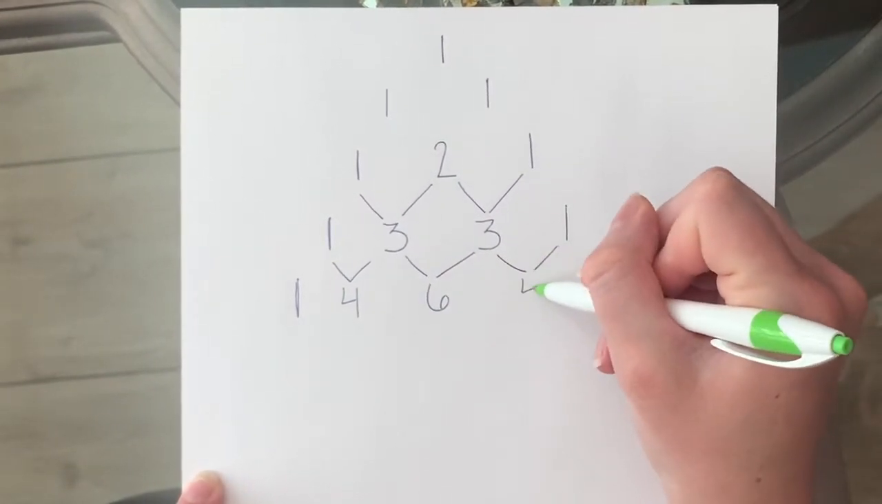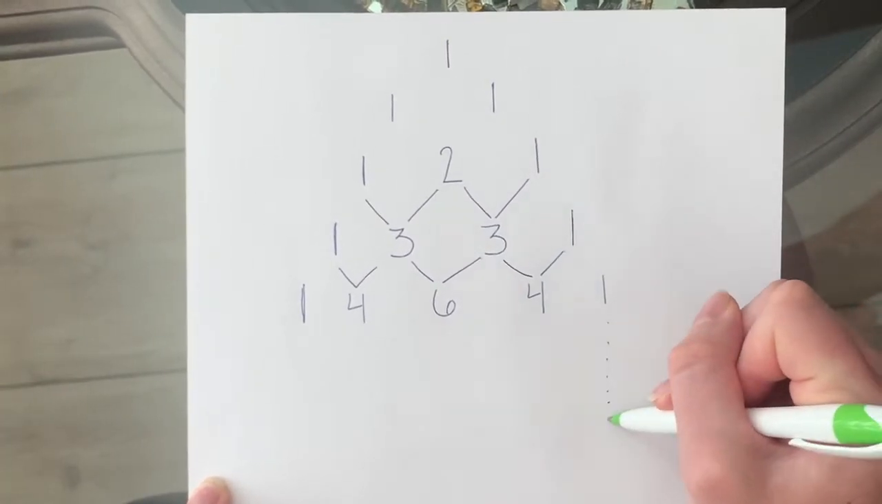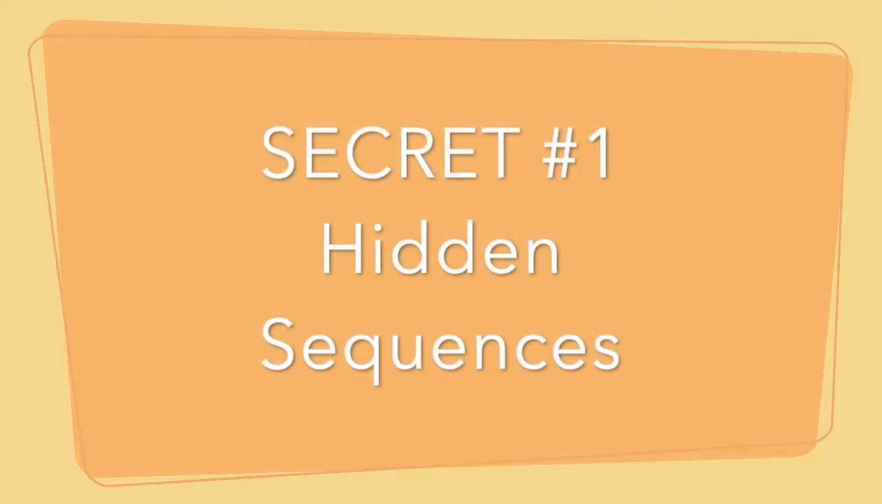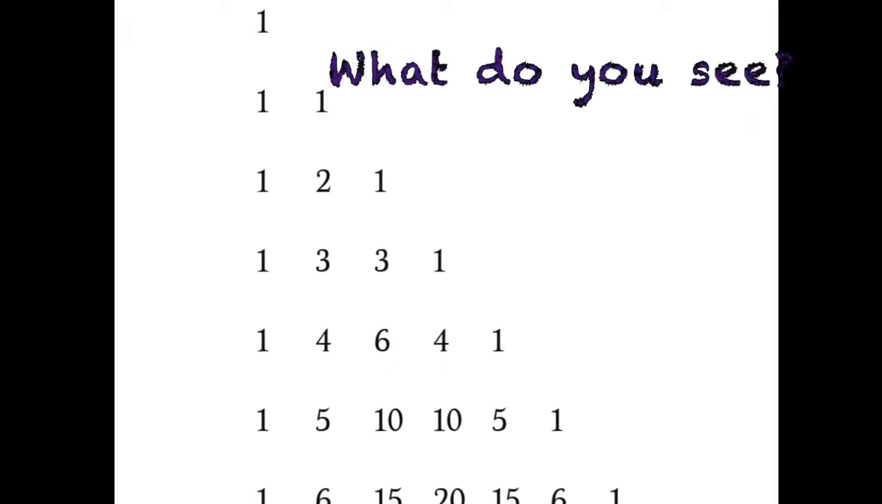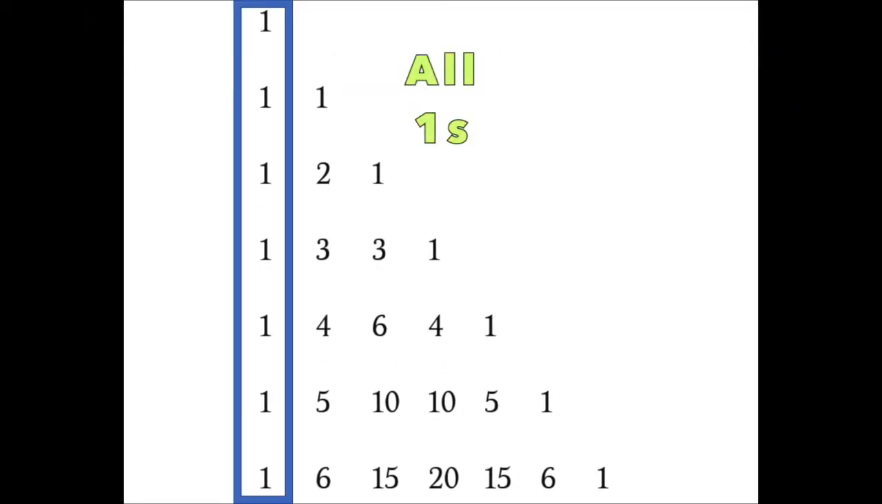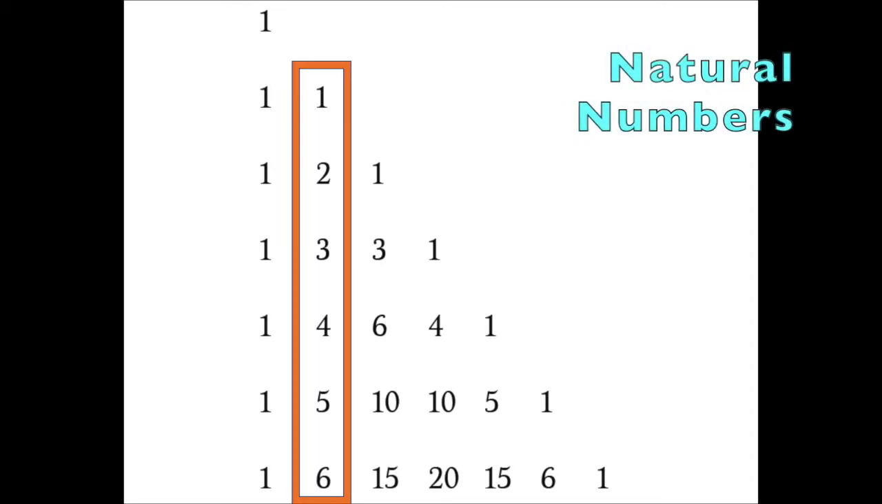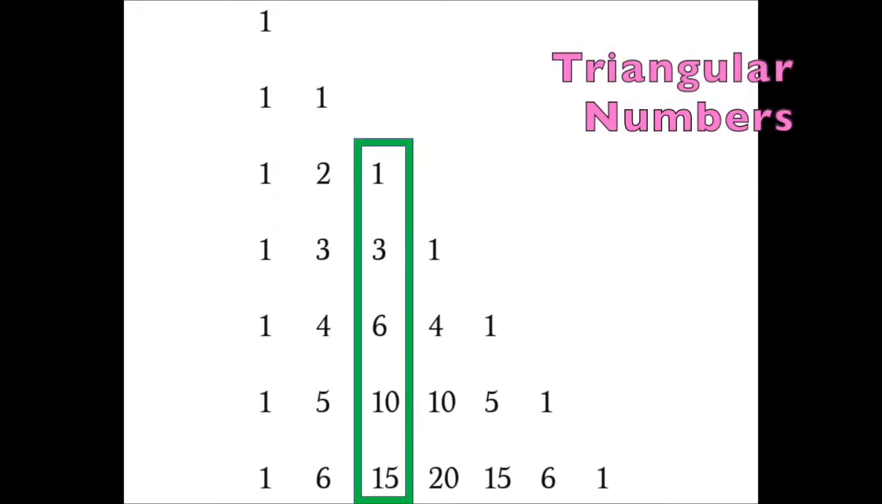Now that we've built Pascal's Triangle, let's look at some of the secrets it holds. To make the hidden sequences easier to see, left justify the triangle, meaning move everything to the left. What do you see? In the first column, it's all 1s. In the second column, it's the natural numbers or counting numbers. In the third column, it's the triangular numbers.